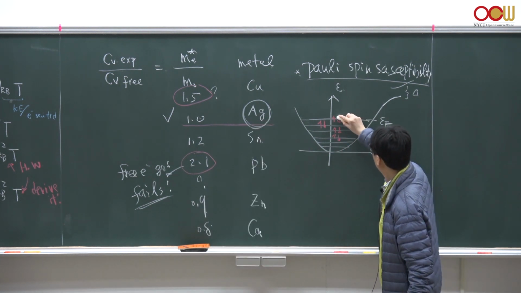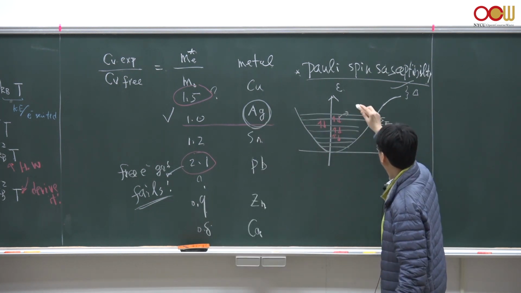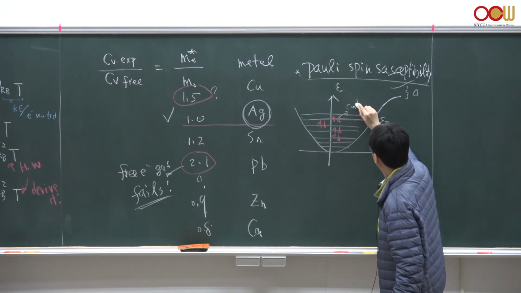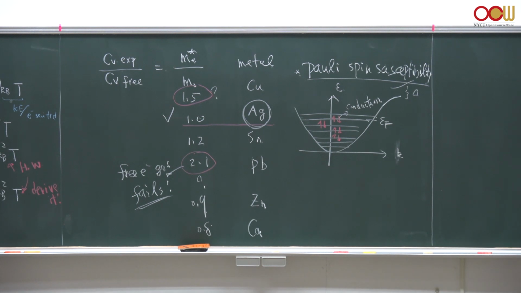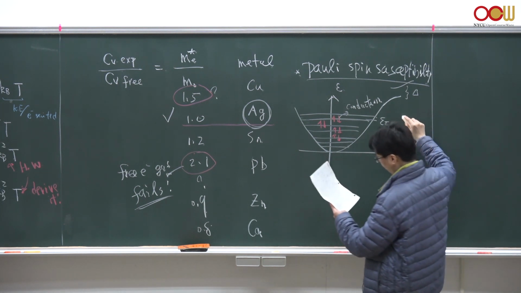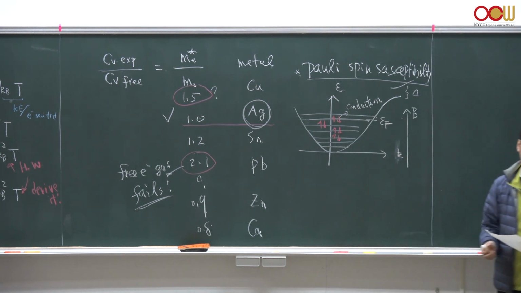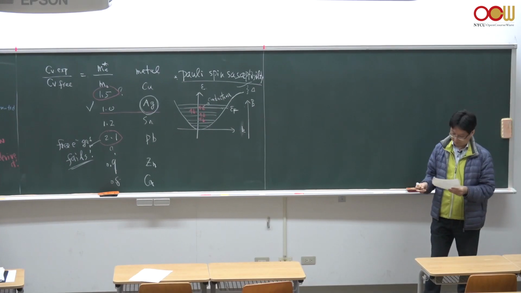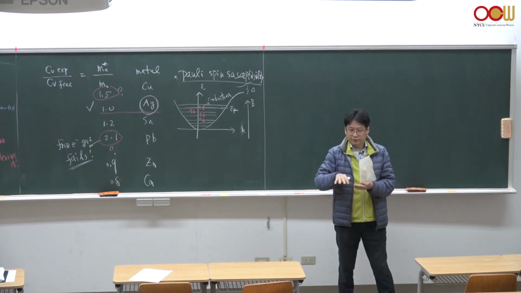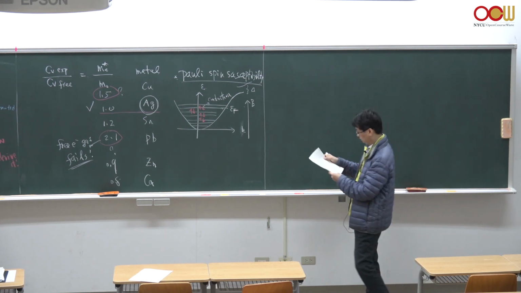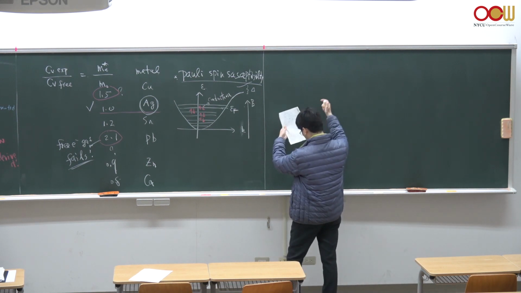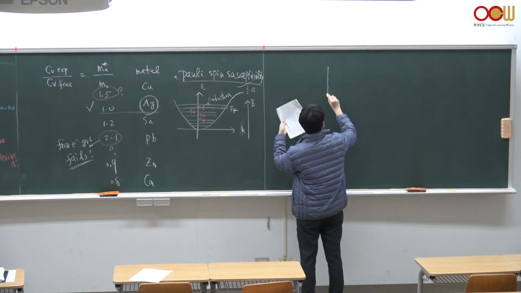So that electrons could actually get excited very easily, and that's how the metal works. But imagine that we apply the magnetic field, and because the magnetic field couples to the electron spin, the up spin states have different energies relative to the down spin states. Okay, because of the Zeeman energy.